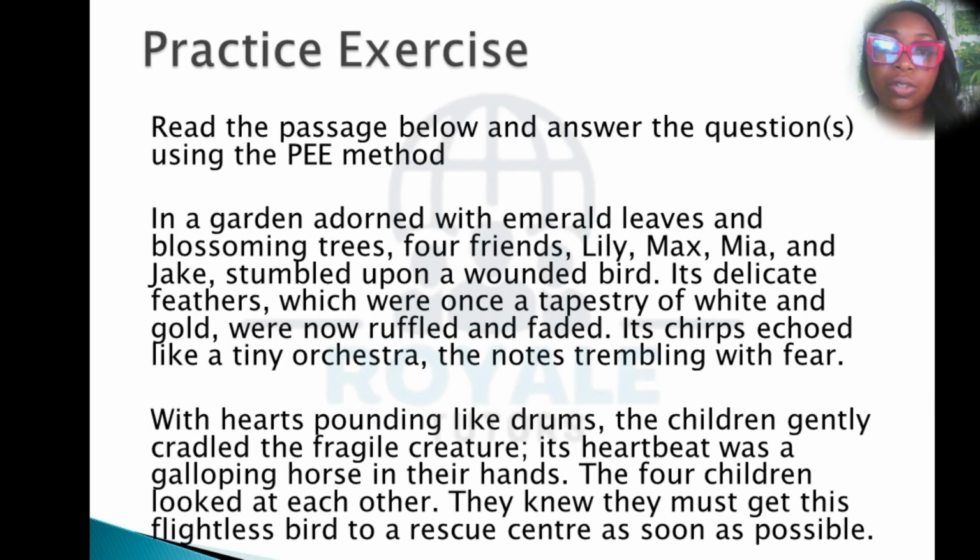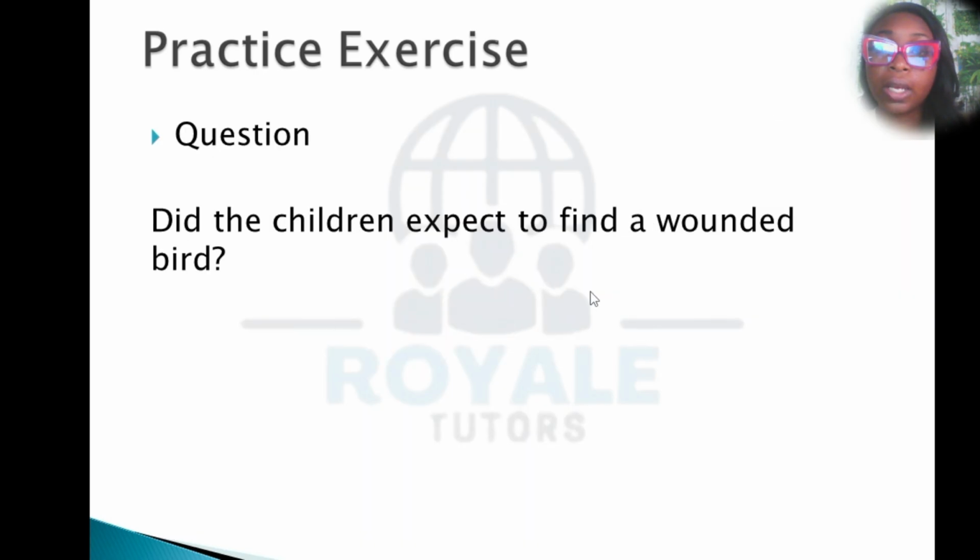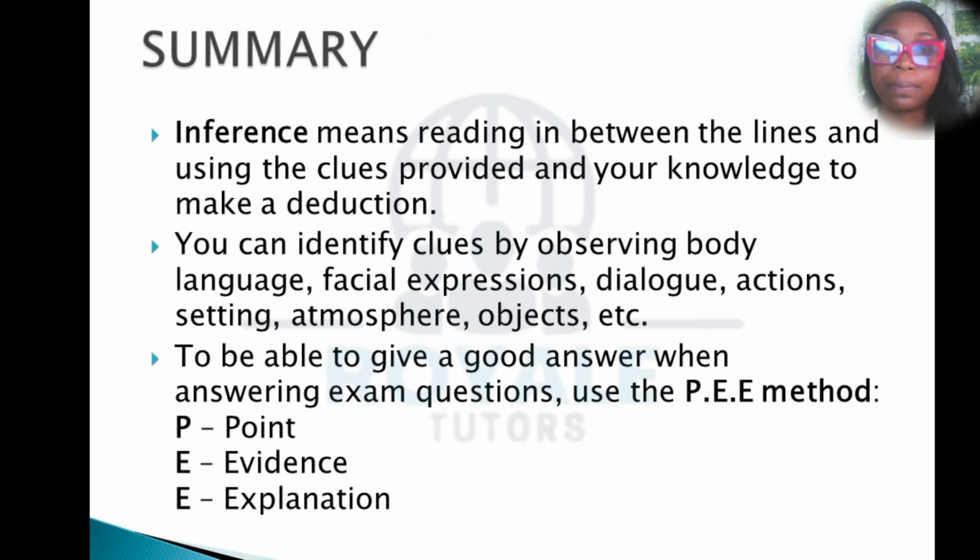All right, I hope you understand so far. And then, let's move on. Now, this is for you to attempt. You read the passage below and answer the questions using the PEE method. So now it's left to you to read the passage, just like we've done, and then you go ahead with the question. The question here: the children expect to find a wounded bird. So you read the passage, read the question, and attempt to answer it with the PEE method. Okay.